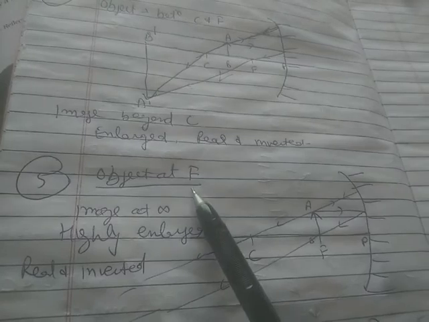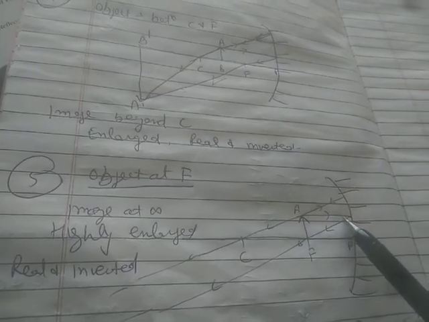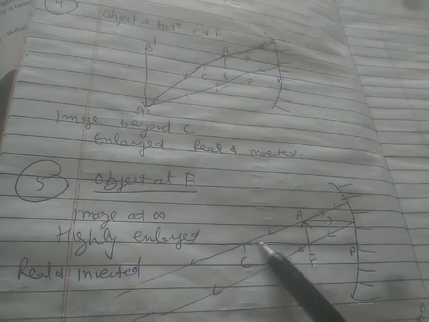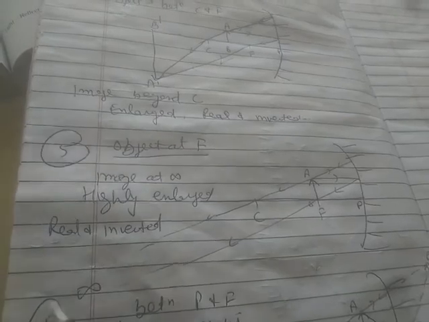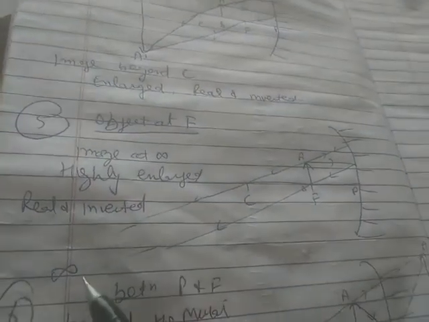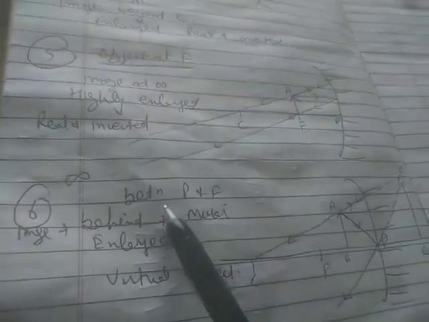Okay? Next is the fifth case, object at F. When we have placed the object at the focus, the ray parallel to the principal axis will pass through the focus, and the ray passing through the center of curvature also goes back through the center of curvature after reflection. These parallel rays will never meet, or they will meet at infinity. So we can say that the image will be formed at infinity, a highly enlarged image as compared to the object, real and inverted. Next is between P and F.